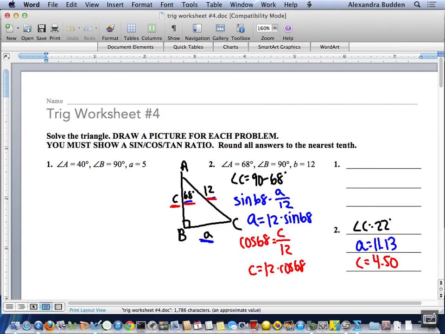Does it make sense that the hypotenuse would be 12? Yes, because A and C are both smaller. So we have 2 more problems to do. I hope these 2 have gone well so far.